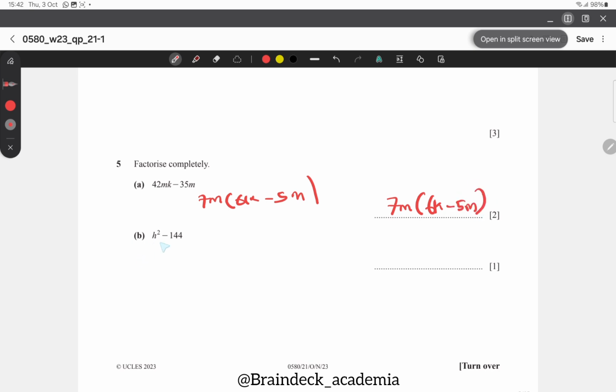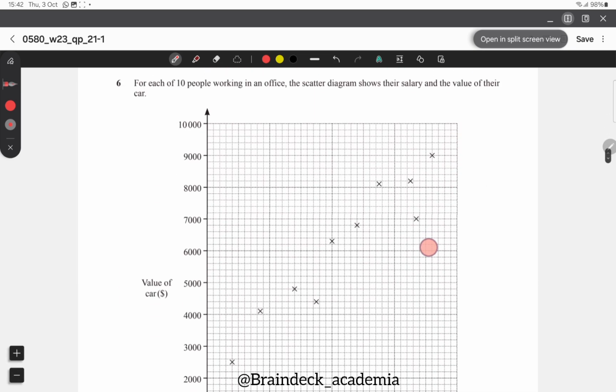The factorization here, this is difference of 2 squares. So our answer will be h minus 12 bracket h plus 12. Difference of 2 squares. And that's our answer. So that's that for that one.